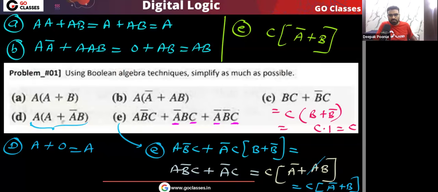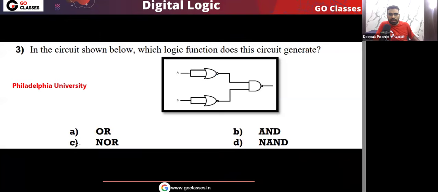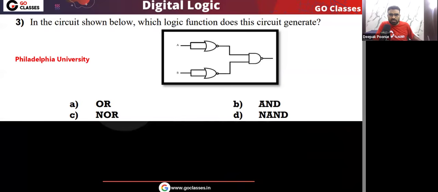I hope you understood. Let's see some more practice questions in Boolean algebra. In the circuit below, which logic function does this circuit generate? So this is a very simple question from the Philadelphia University.